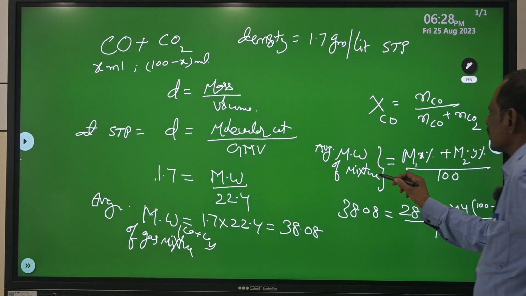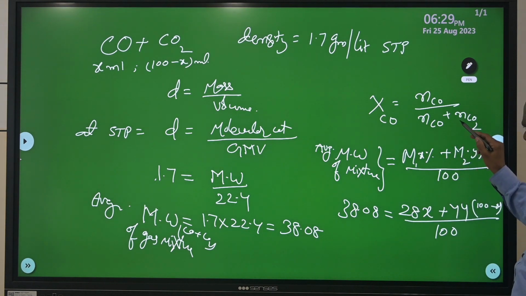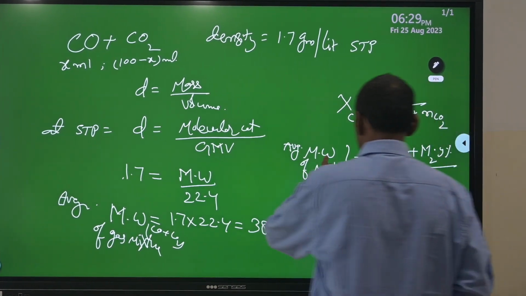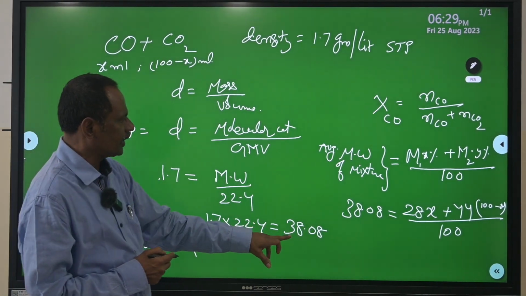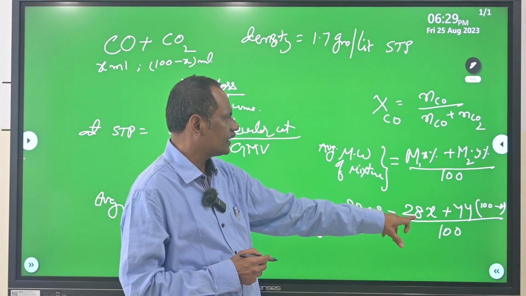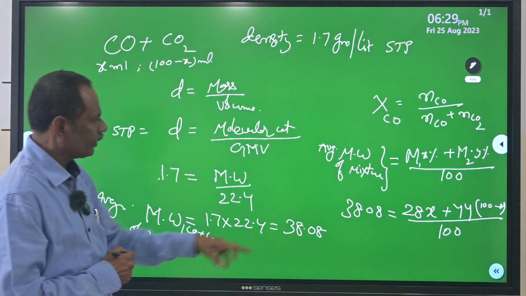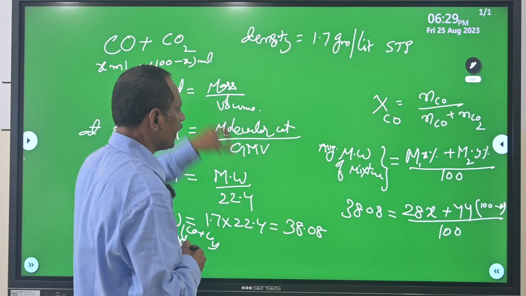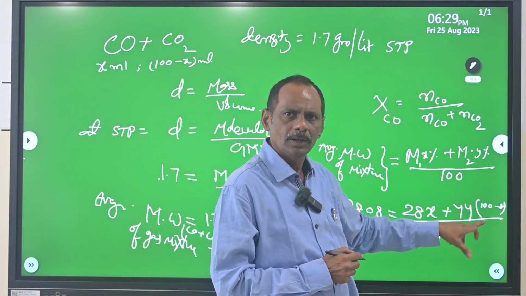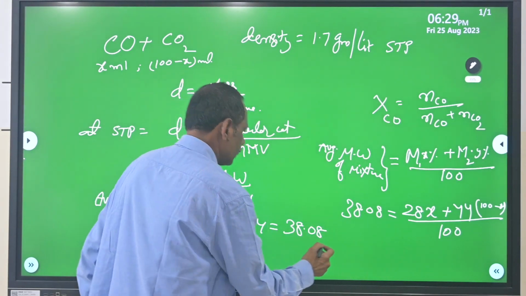So here, the average molecular weight of a mixture is equal to the molecular weight of the first gas into its volume percentage plus the molecular weight of the second gas into its volume percentage, by 100. Substitute the values. The average molecular weight of the gas mixture we just calculated, 38.08, is equal to the molecular weight of the first gas. Here the first gas is carbon monoxide, 28. Let us take its volume as X%, plus the molecular weight of the second gas, carbon dioxide, 44, into its volume, 100 minus X, by 100.